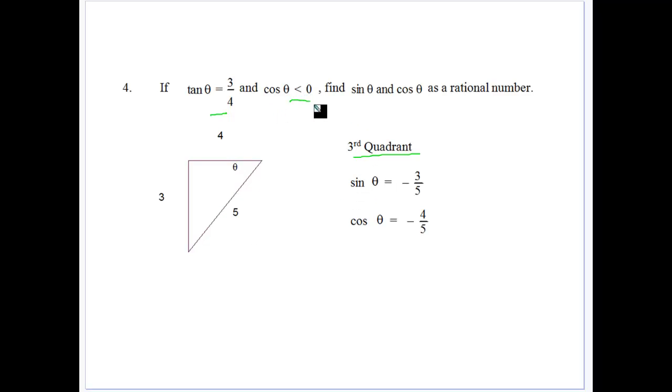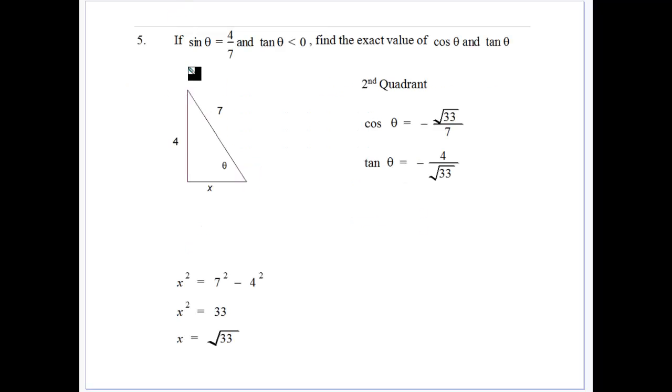And so we are able to get both sine and cos being negative because we're in the third quadrant. And sine would be opposite on the hypotenuse and cosine's the adjacent on the hypotenuse. So we're able to do that every time, as long as we identify our data correctly.